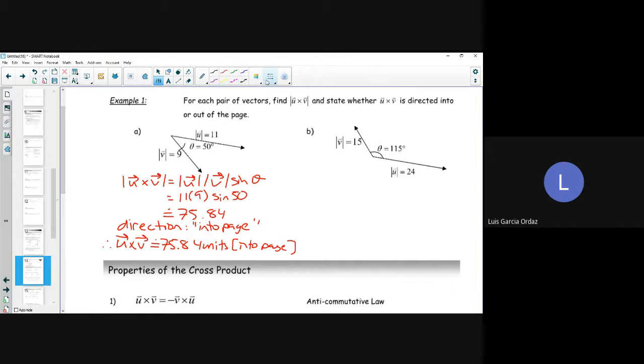So now I have my next one, which is b. My magnitude of v is 15, and my magnitude of u is 24, and my theta is 115. So again, u cross product v is equal to the magnitude of u times the magnitude of v times sine of 115. So I get 24 times 15 times sine of 115, which gives me approximately 326.27 units.